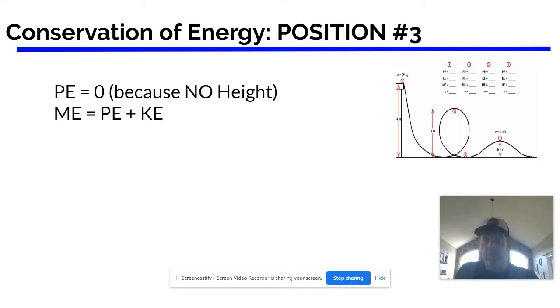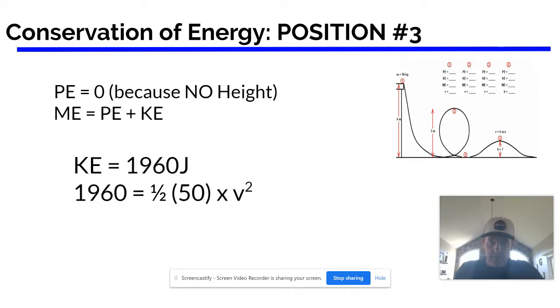Okay, for position 3. We know that potential energy is 0 because there's no height. And we know that mechanical energy is potential plus kinetic energy. So we also already knew that mechanical energy was 1,960 joules, so that's what kinetic energy is going to be there. Now, again, if all you're trying to do is determine potential and kinetic energy for each position, assuming that we know mechanical energy, then you're good.